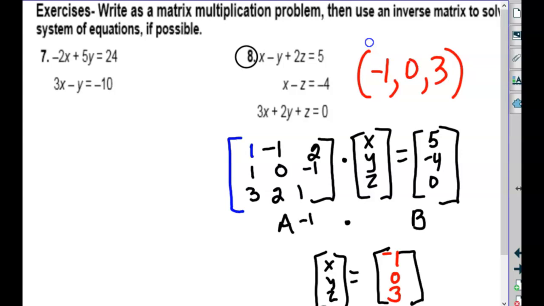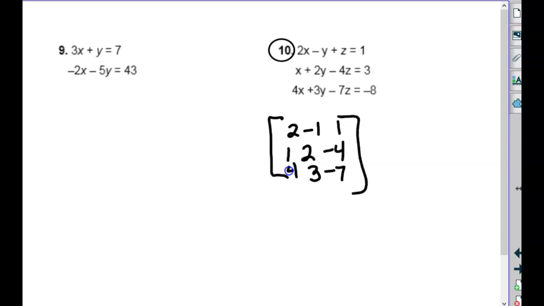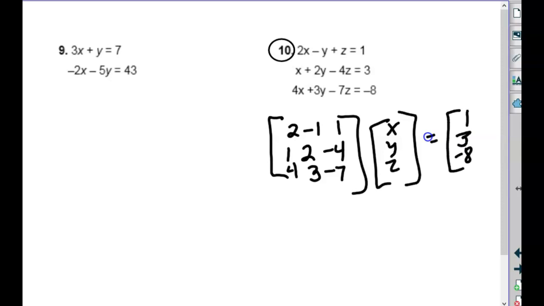I skipped number 7 just for practice. Is that okay? I'm going to skip number 9 as well. Can you do 10 real fast? Talk me through what to write down, though. 2, -1, 1. 4, 3, -7. X, Y, Z. 1, 3, -8. And I think this one does something weird, so I suppose I should try to do it on here.